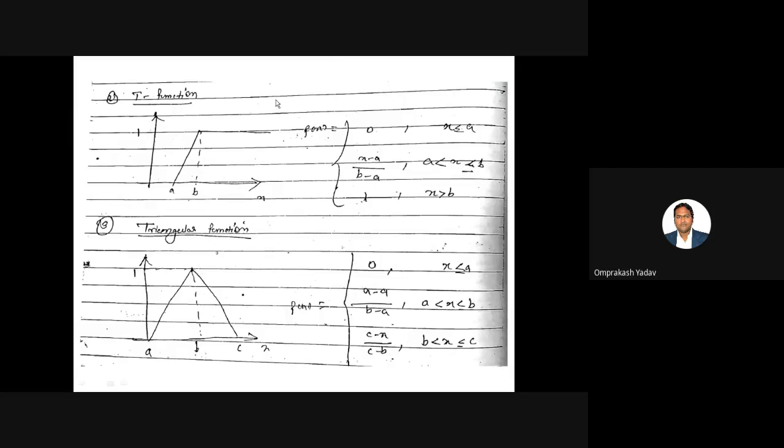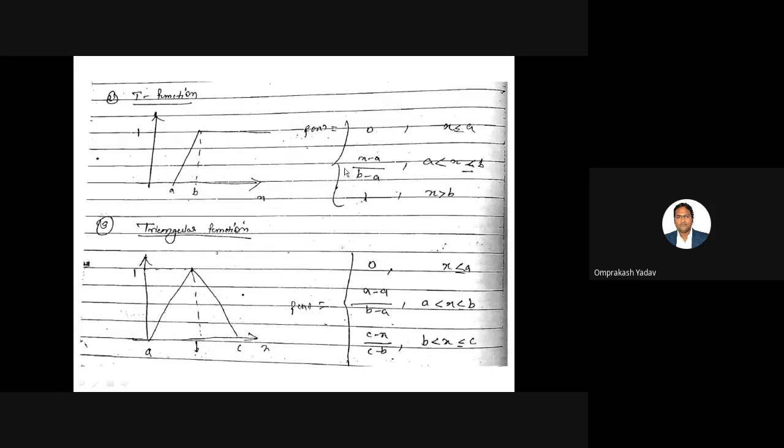So this is a t function. Next, second is the t function. If you see here in the t function, we have 2 points, A and B. From A to B, this is increasing. Then after that, the line is constant, like this. So it's a t kind of shape. That's why this function's name is the T function.